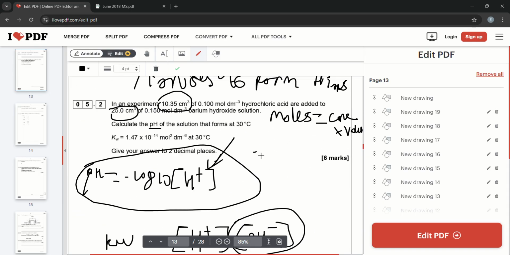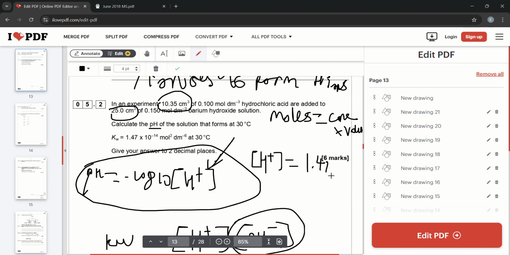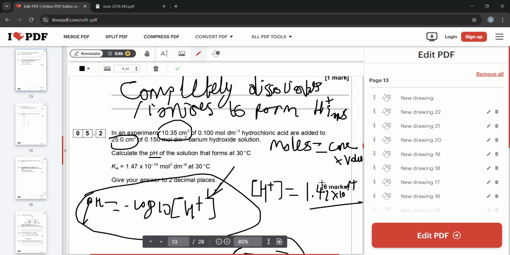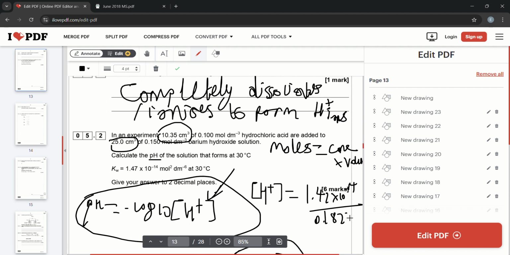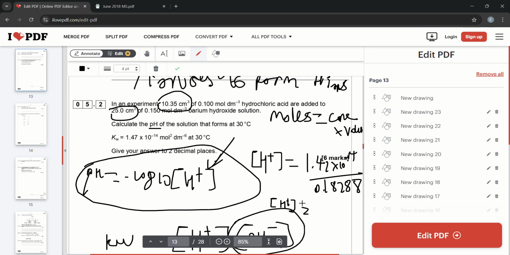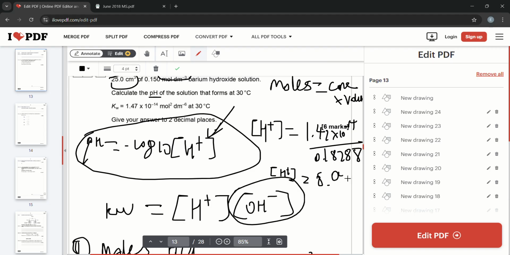Now we can quite easily find H plus. H plus is equal to Kw divided by OH minus, so it's going to be Kw, 1.47 times 10 to the power minus 14, divided by OH minus, which we just worked out, the concentration 0.18288. H plus is equal to 1.47 times 10 to the power minus 14 divided by the answer, 8.04 times 10 to the power minus 14, and now we are almost done.